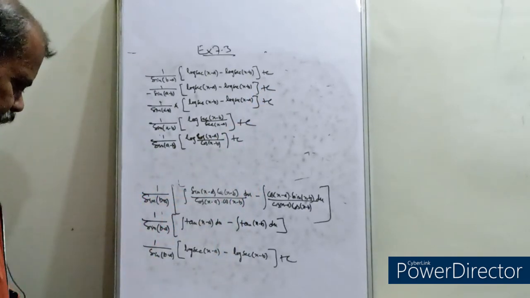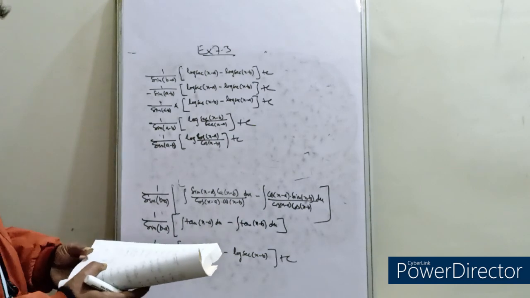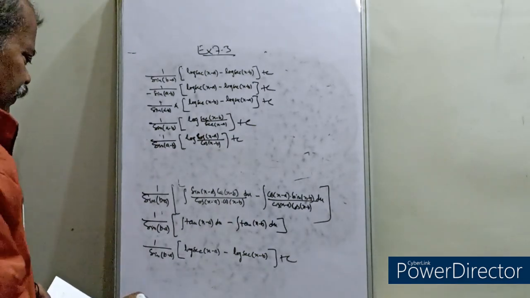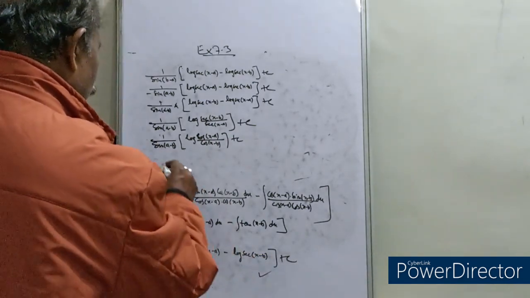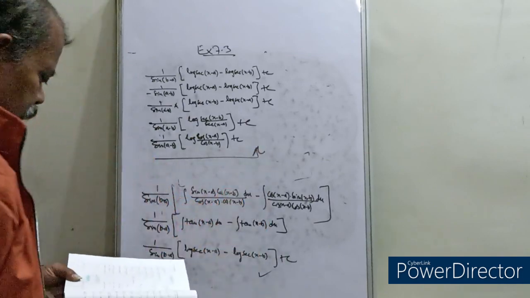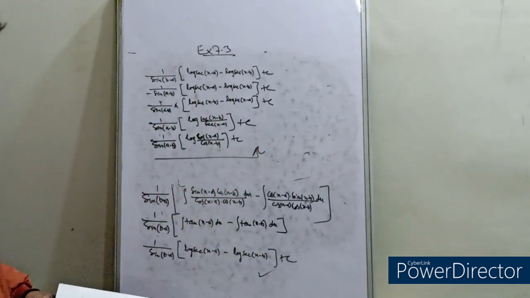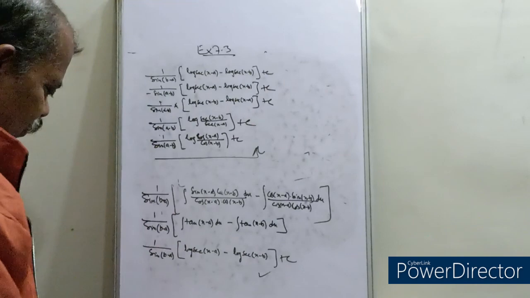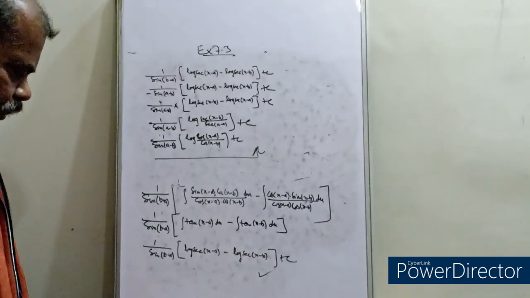I have shown you the form given in the answer, but it is not necessary. You can keep the answer here also. So this is your answer. This exercise is completed. Your exercise 7.3 is completed.